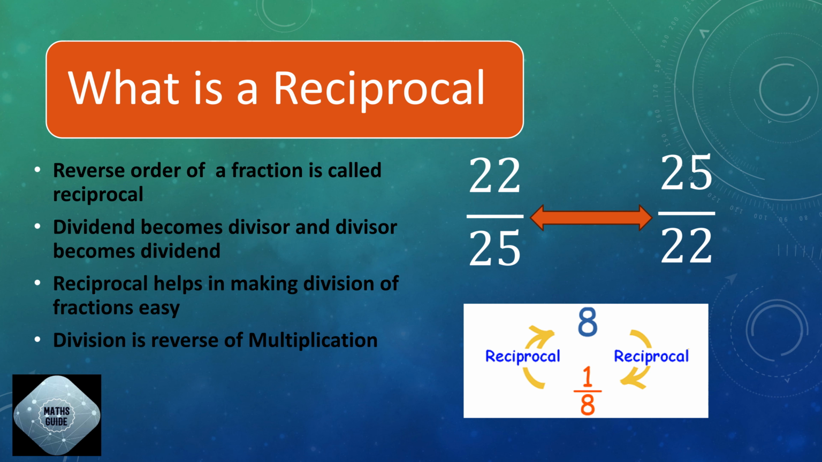Here we have a fraction 22 by 25 and its reciprocal will be 25 by 22. In other words, we can say the numerator becomes the denominator and the denominator becomes the numerator. So the reverse order of a fraction is called reciprocal.